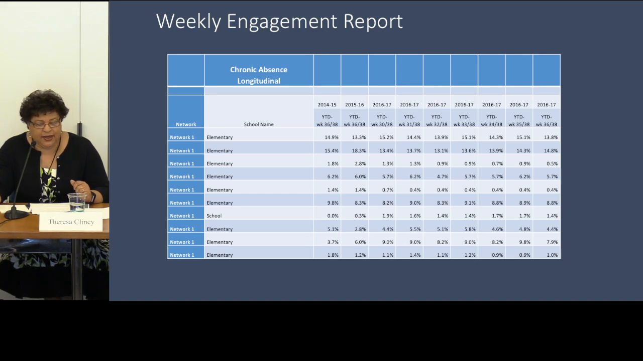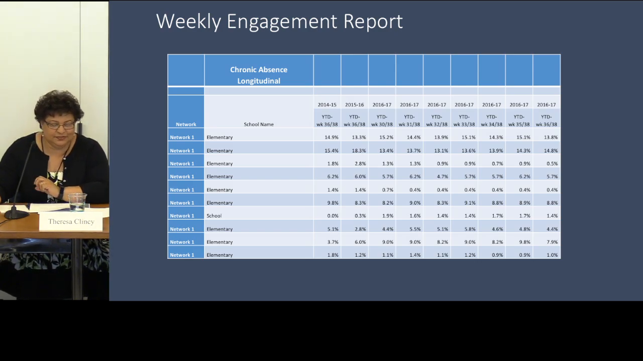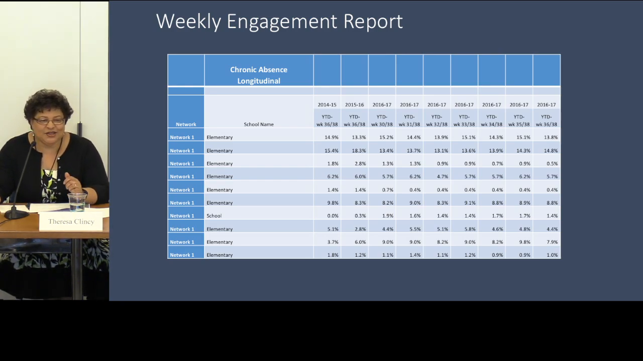We also began producing a weekly engagement report, which is produced every week. You can take a look at the handout if you can't read the slide, because I know it's a little small. This is in your packet, on the left-hand side, so that you can follow along. I'm on the fifth slide.